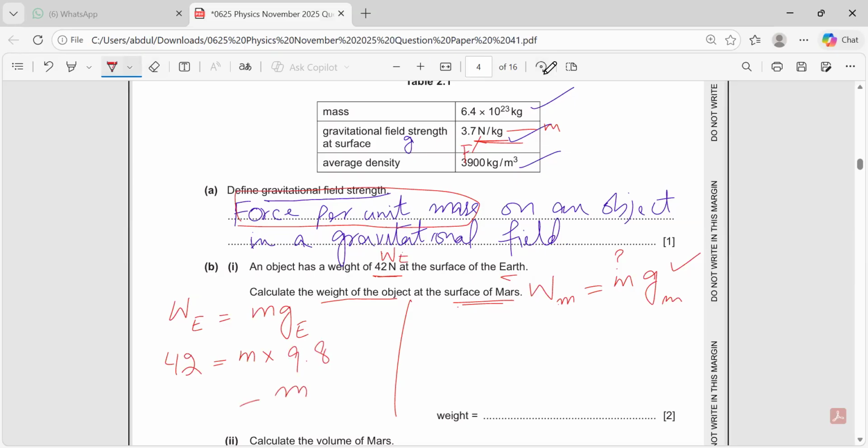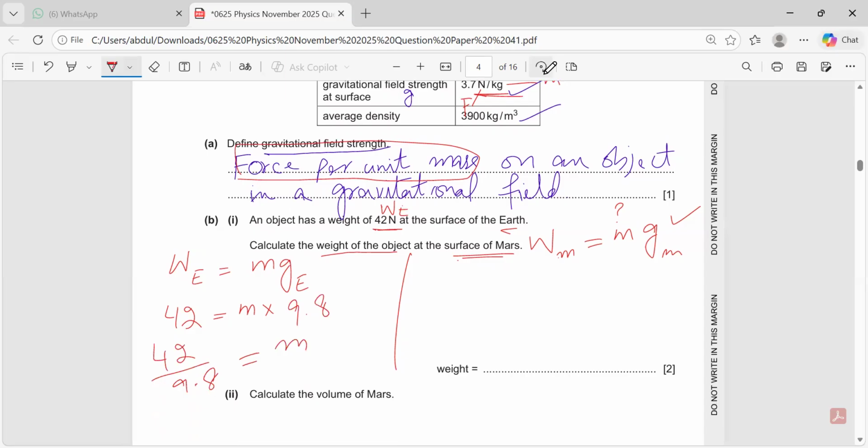So mass will be equal to 42 over 9.8. And when I'm calculating the mass, 42 divided by 9.8 becomes equal to 4.28. So 4.28, we can use it as 4.3 kilogram.